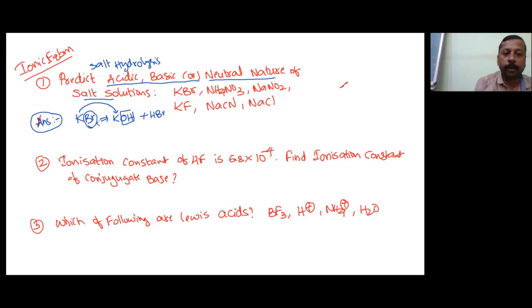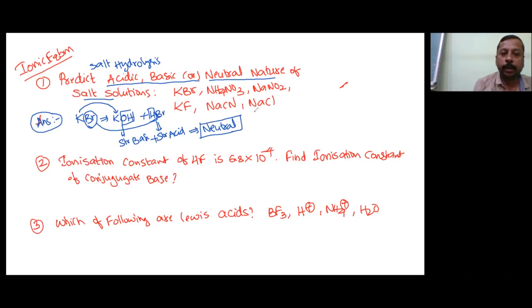And I take the negative ion and add H plus, then it becomes the acid. So acid and base both are strong. Here, KOH is a strong base and HBr is a strong acid. If both are strong acid and strong base, the solution is going to be neutral. This type of explanation you should write. First you will write: KBr is a salt of strong base KOH and strong acid HBr. Therefore, it is neutral.